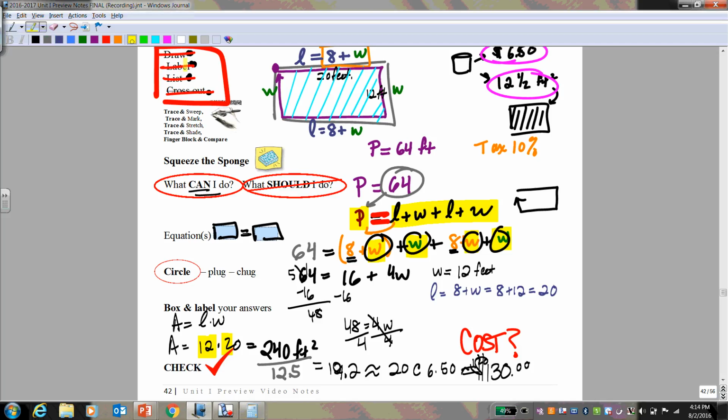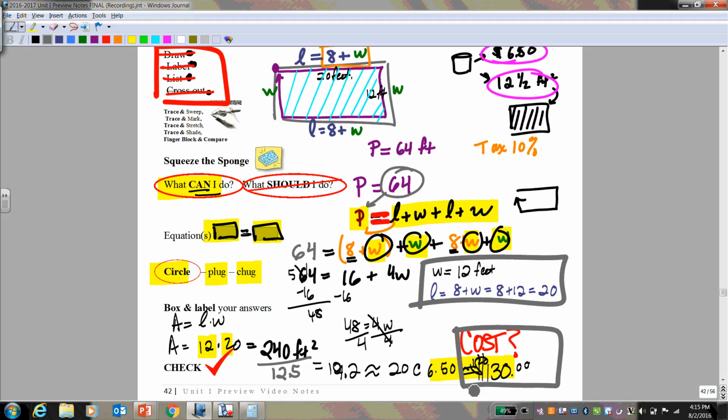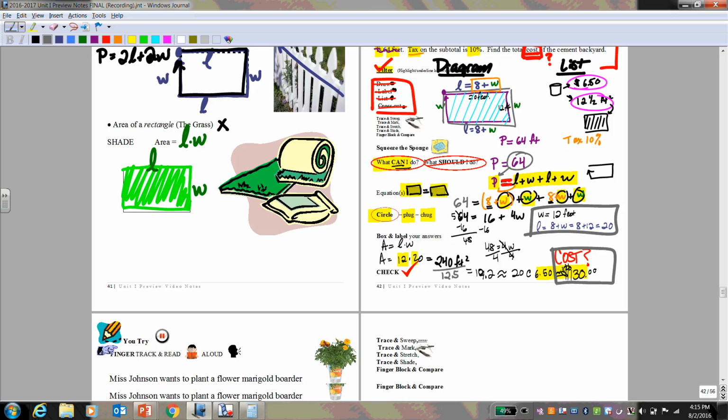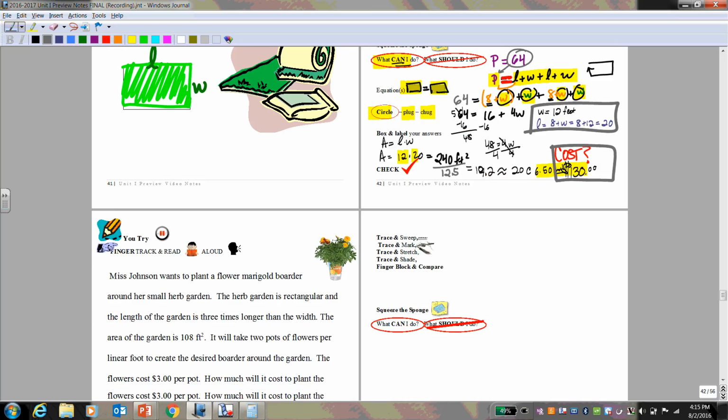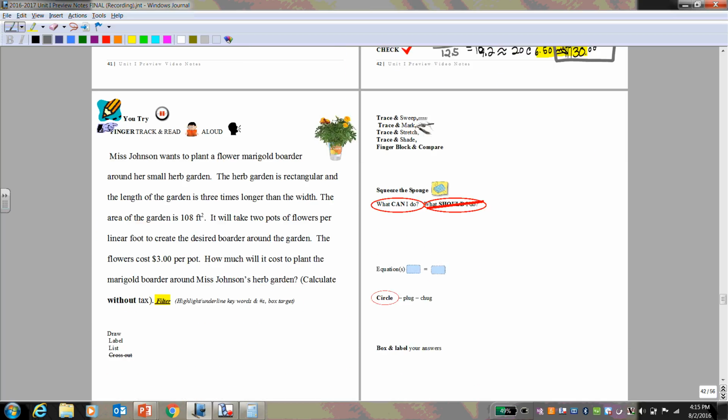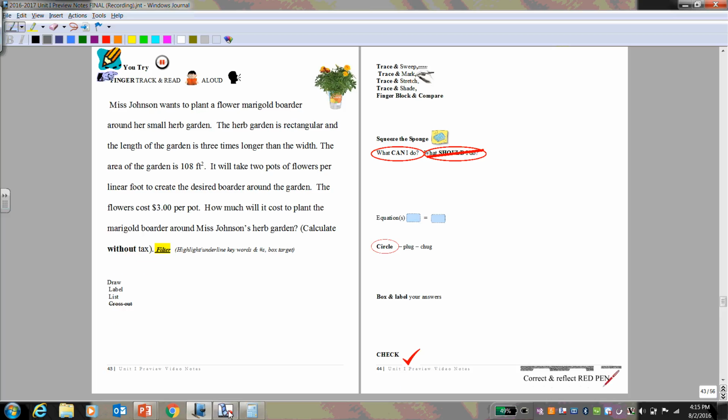So the process we used was this. We asked ourselves, what can we do? Equations have 2 sides. We circle, plug, chug. We plug stuff in. We boxed and labeled our final answers. And then we go back and check and ask ourselves, does this work? So I'd like you to use this process for this problem here. You're going to do it completely on your own. It'll take you about 5 to 7 minutes. And then you're going to check your work.